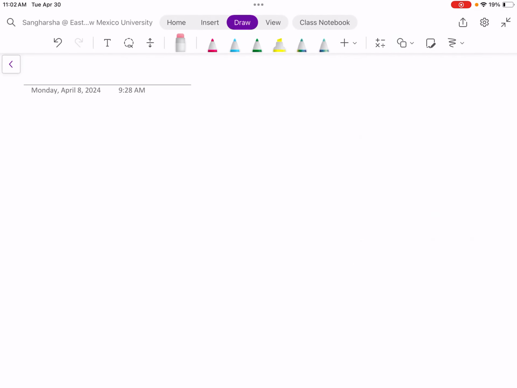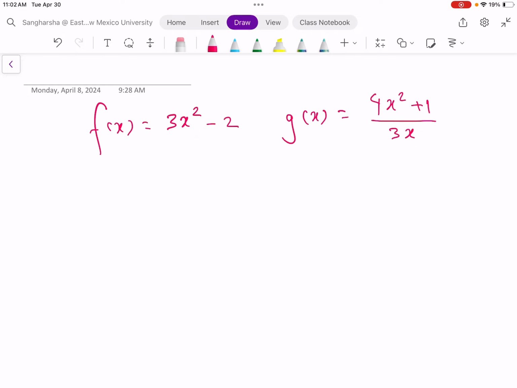So in number 13, we have to evaluate the function from number 13 to number 20. We are given our function f of x, which is 3x squared minus 2. And we have a second function g of x, which is equal to 4x squared plus 1 divided by 3x.